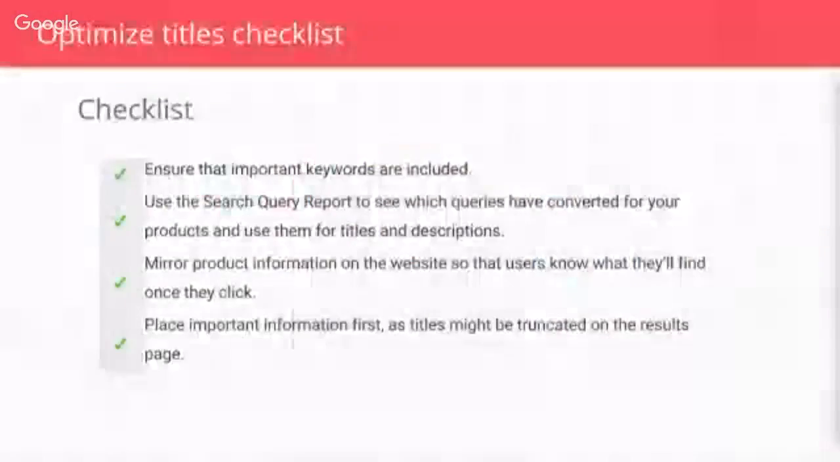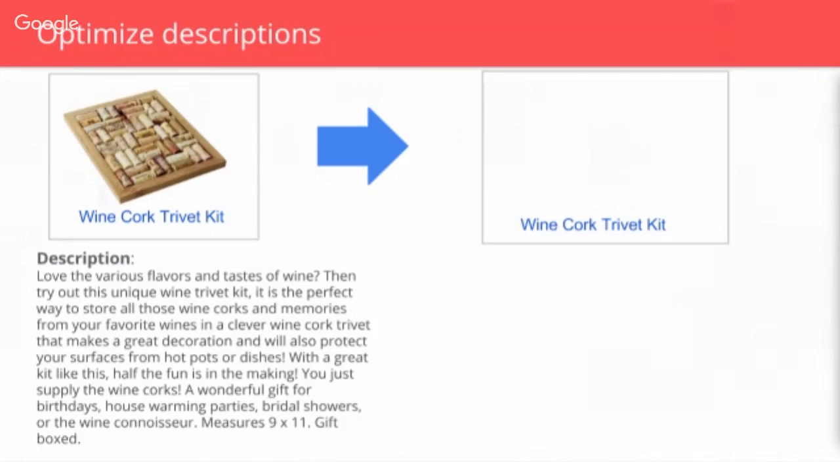And again, place the most important information first. We want to include those important keywords, but include them first because titles might be truncated on the results page. Okay, so important checklist there.